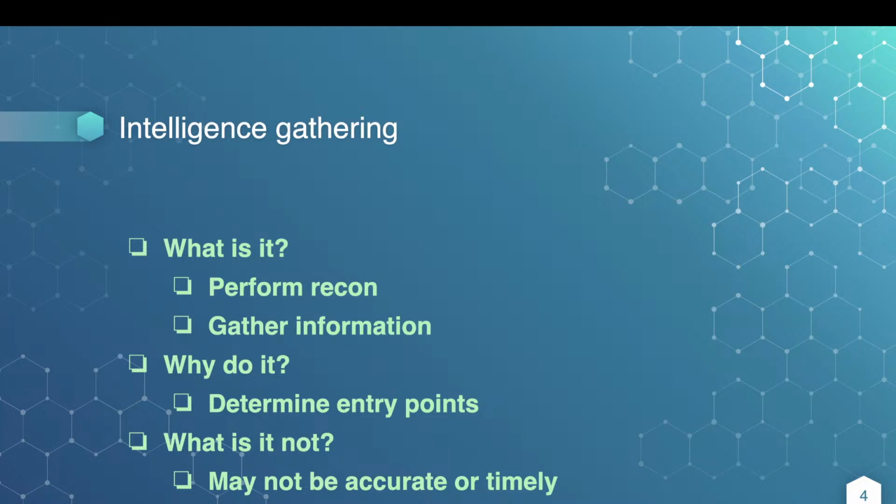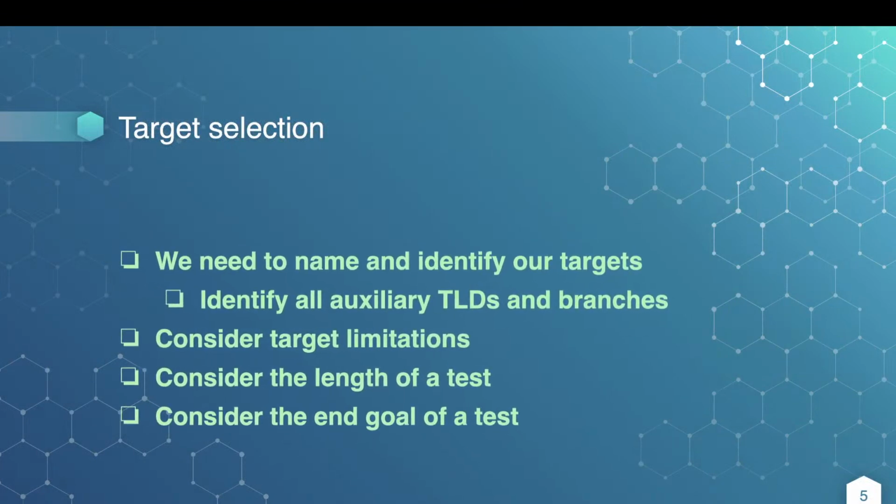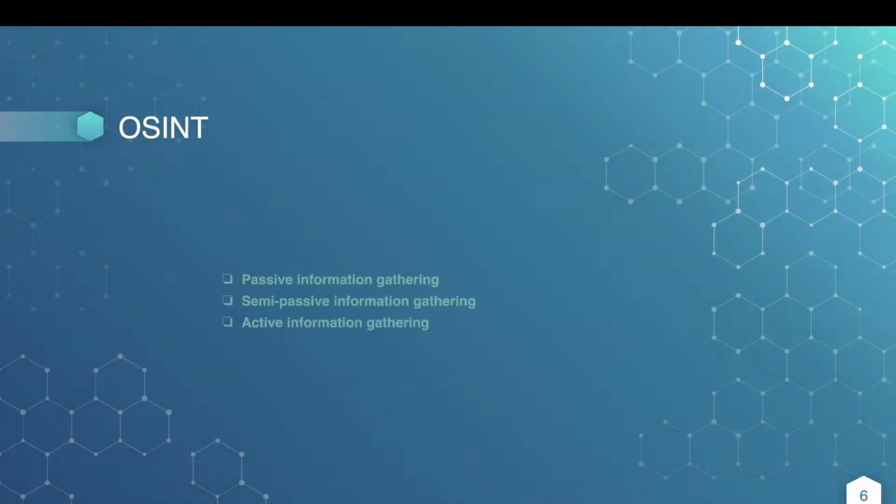What do we mean by that? The things you find might be outdated. They might not be accurate anymore. So you always have to take that into account. When you do target selection, we have to name and identify all of our targets with all the auxiliary top-level domains and their branches. And we need to consider target limitations that are put on. Also, the length of the test and the end goal of the test is important.